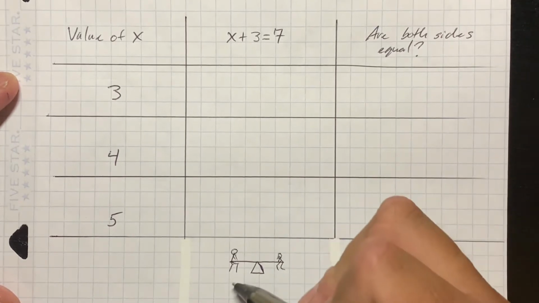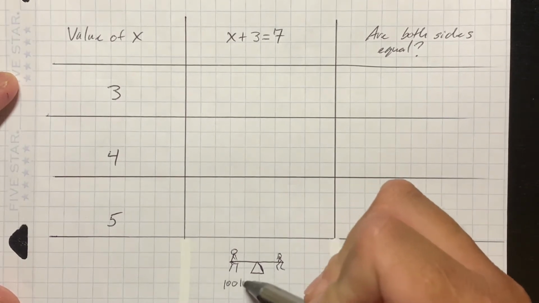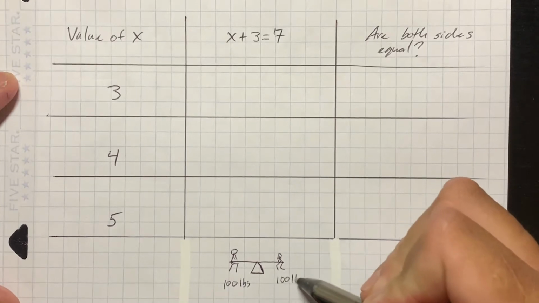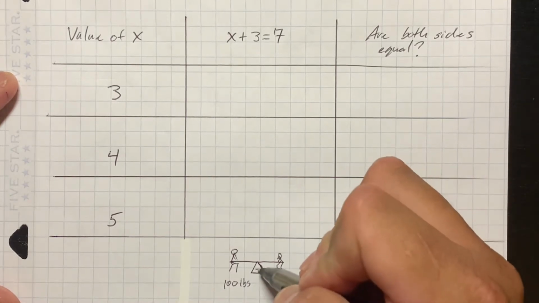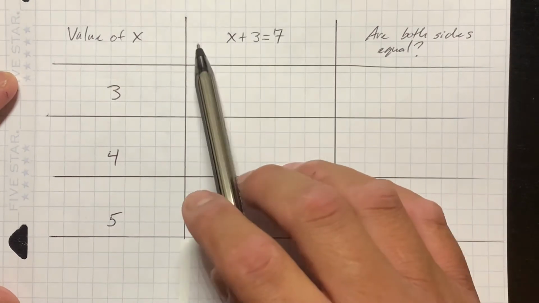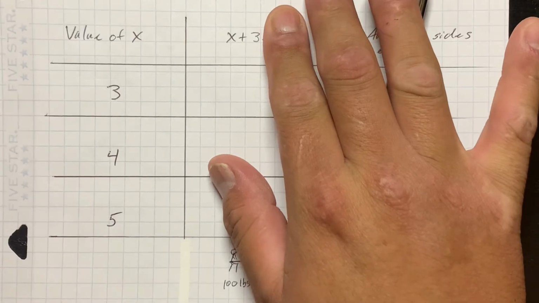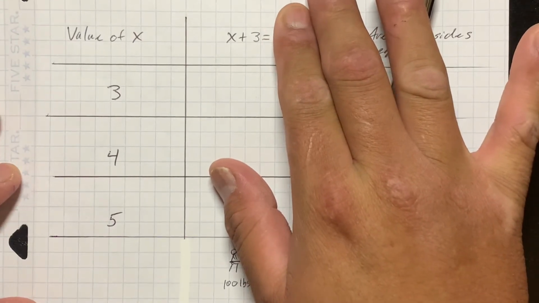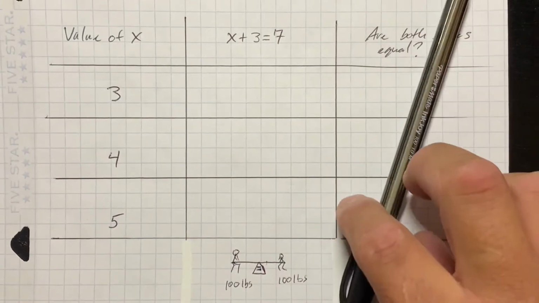Let's say that these two people here are exactly 100 pounds each, and this is a perfect balance. So it's balanced. That's what the equal sign means. Just remember that an expression has no equal sign, but to make it an equation, the expression has to have an equal sign.